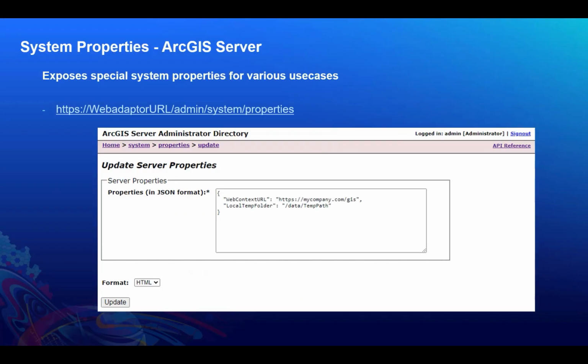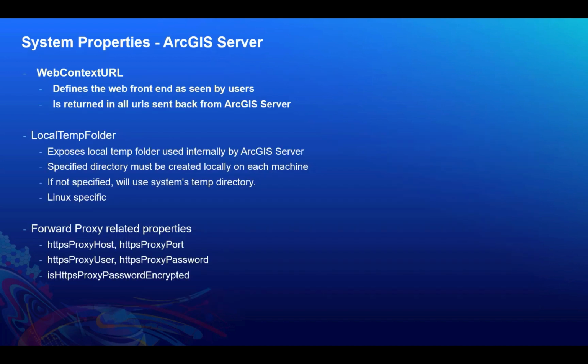There are some special properties that you can set on your ArcGIS Server site for a variety of use cases. They can be configured from the ArcGIS Server administrative directory. The properties are specified as JSON, with each field in the JSON representing a property and its value, as illustrated in this screenshot. There are several system properties that you can set for ArcGIS Server, and we will go through a few of them as examples here.